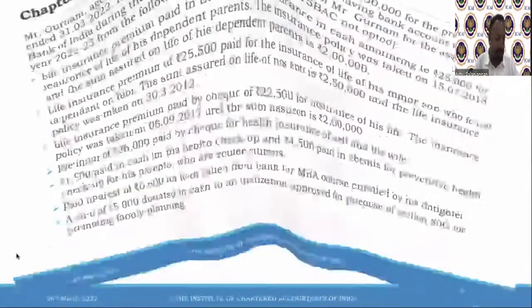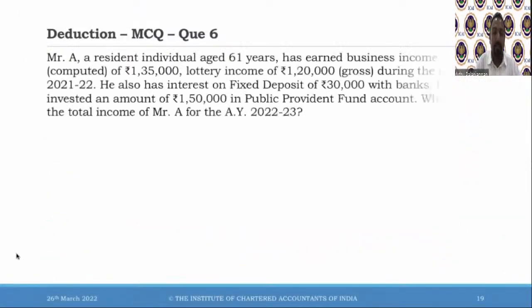So we'll move on to the last five multiple choice questions to have a better grip on the question. Question one: resident individual. So he's a resident, aged 61. To be a senior citizen, you have to be a resident. Only then you're a senior citizen. It's not just 60 years. It is a resident who is more than 60 years old.